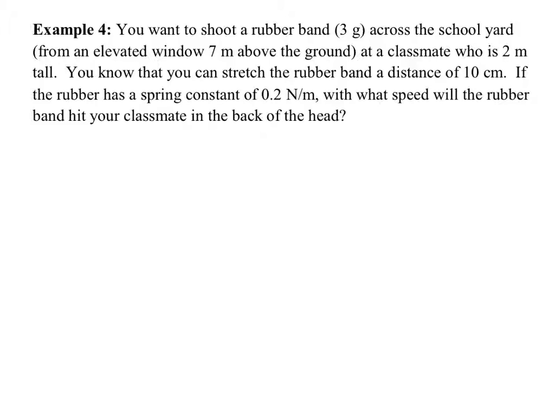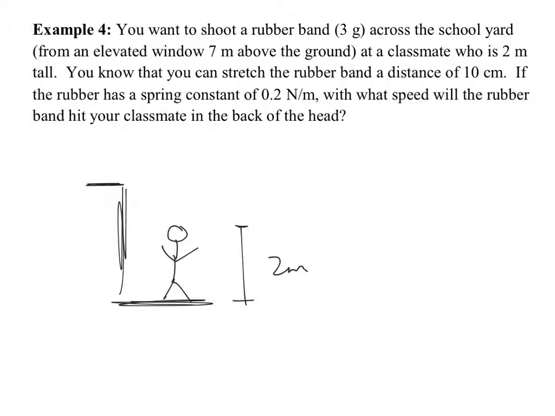All right, so in the beginning of the problem, you are at a certain height. You're at the window up here. Here's your classmate down here. Your classmate is standing here. Your classmate is how tall? 2 meters. With energy, nice. The height that you're standing at is 7 meters.